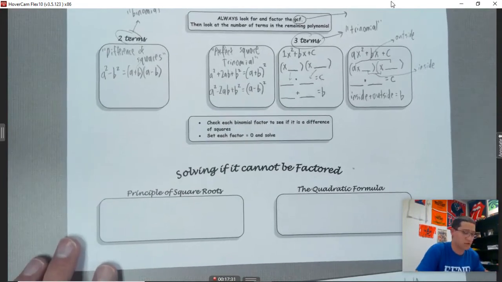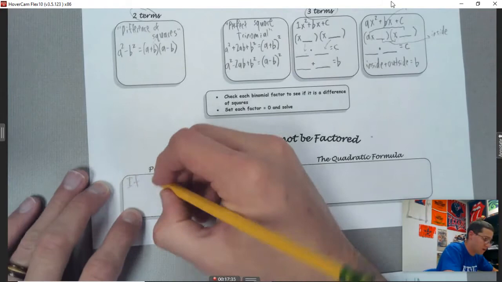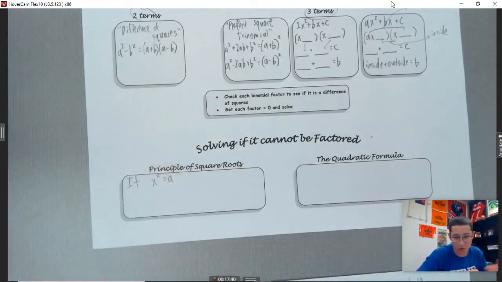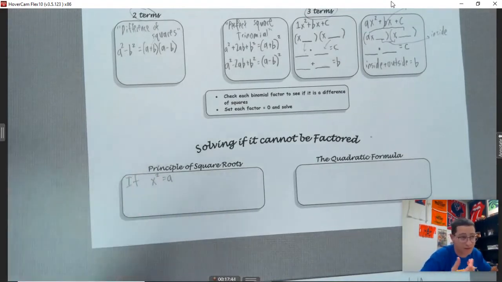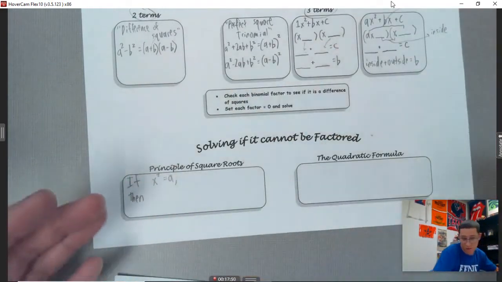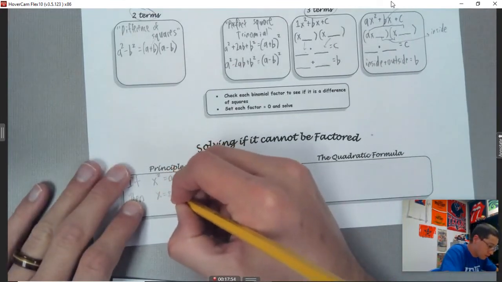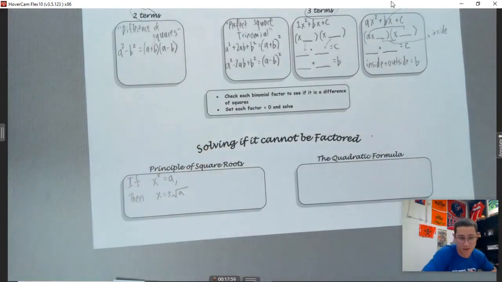All right, so principle of square roots. Essentially, if you have something like x squared is equal to a, then in order to solve it, this is all this is saying. If you get something that looks like x squared is equal to 9, or whatever it is, then you take the square root on both sides. You're going to get x is equal to plus or minus the square root of a. And that's all you're doing there.